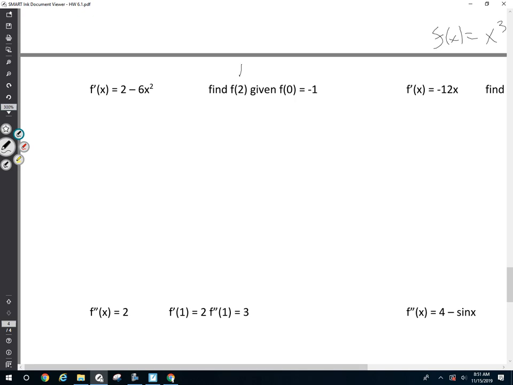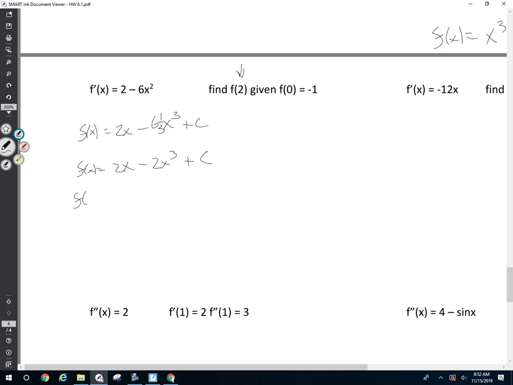Asking you to find a value. Find f of 2 given f of 0 is equal to -1. It's really the same thing as we did the last two situations, just with an extra step. We're going to have to find f of x, and then we'll just plug in 2. So we'll take the antiderivative first. Add 1, multiply by the reciprocal, multiply by that 6. Don't forget the plus c. F of x equals 2x minus 2x cubed plus c.